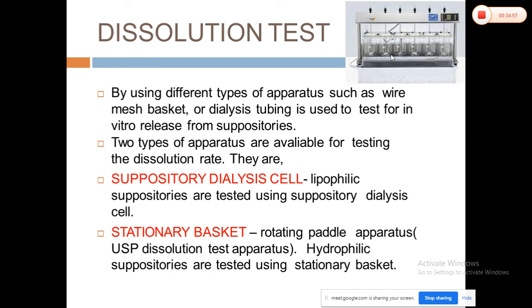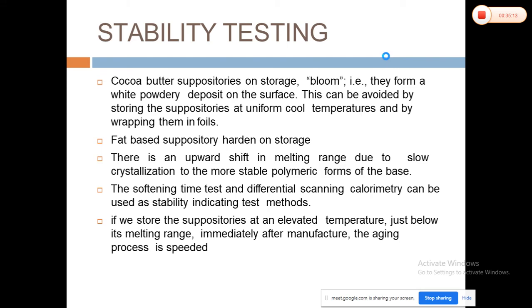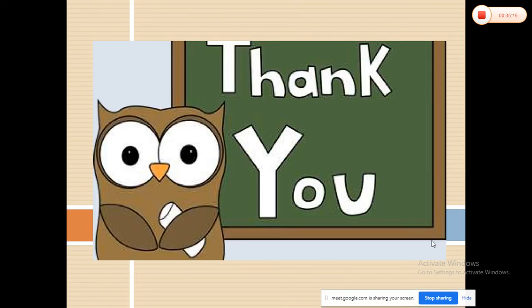Then the dissolution test: there are two types of apparatus, the suppository dialysis cell and the stationary basket cell. The dialysis cell is used for lipophilic suppositories and the stationary basket cell is used for hydrophilic suppositories. And the last one is stability testing. So this is all regarding suppositories, and our suppository chapter is also complete here. Now only three chapters are remaining. One chapter will be covered by Vipul sir: suspensions and emulsions.